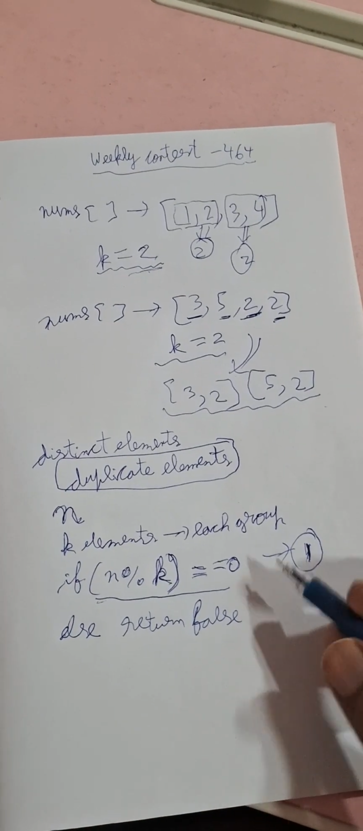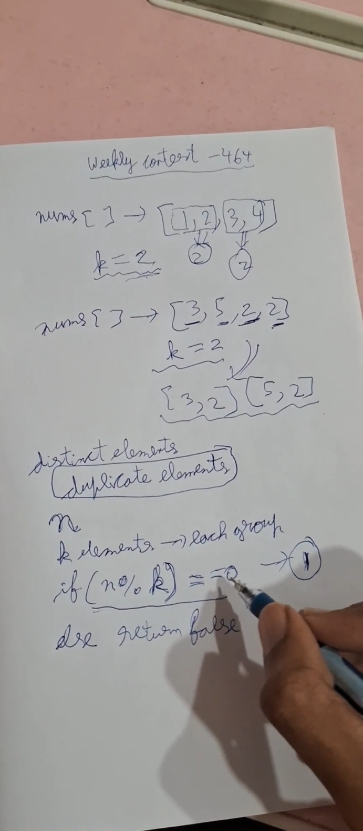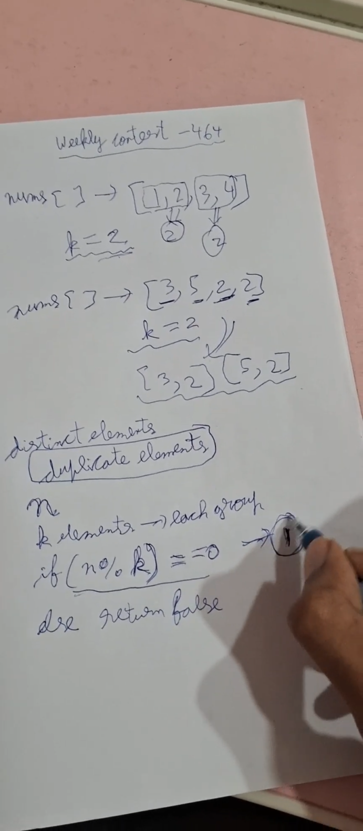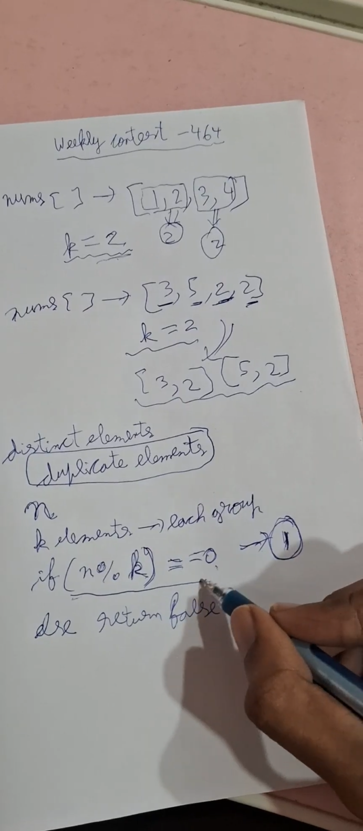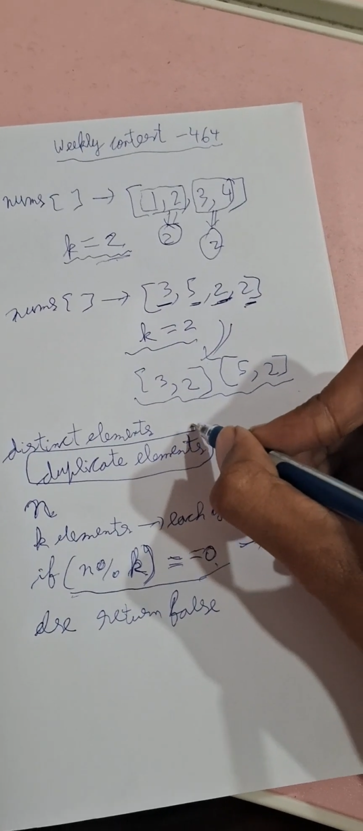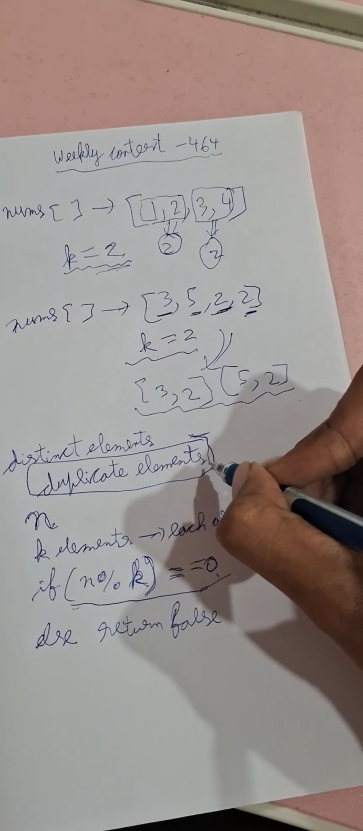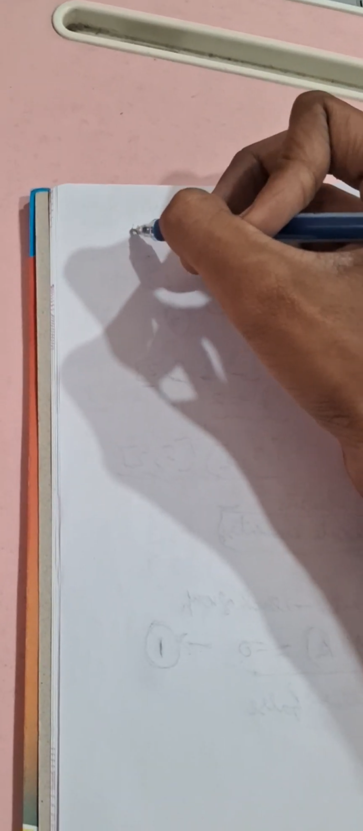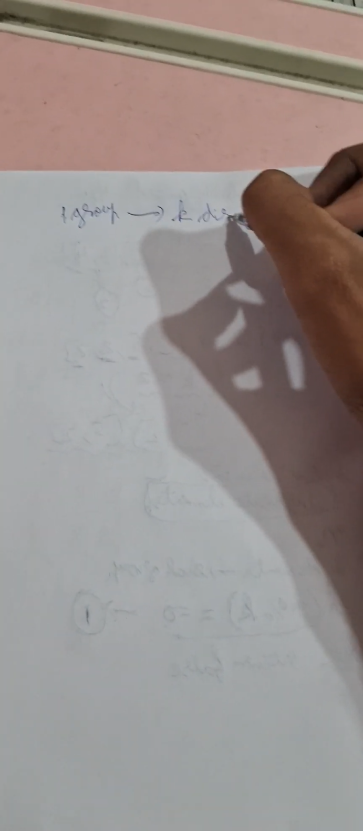Now, if n % k equals 0, does that mean it is definitely true? No, because there are some more conditions we have to check. I told you, we have to check for duplicate elements. So what is the logic of duplicate elements? Let me explain. The first point is, as I discussed on the previous page, one group will consist of k distinct elements.